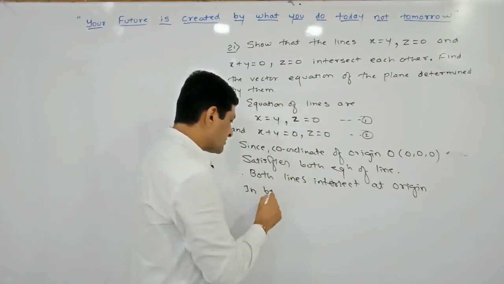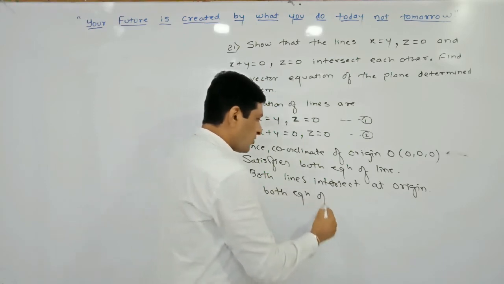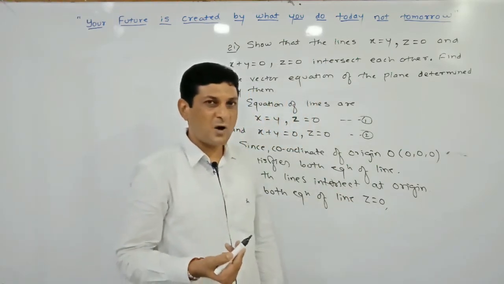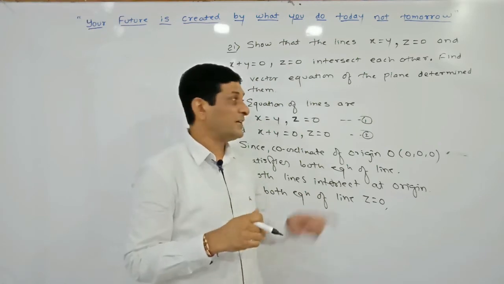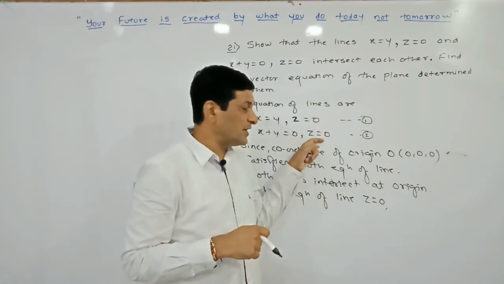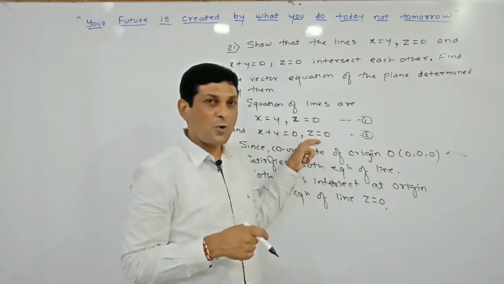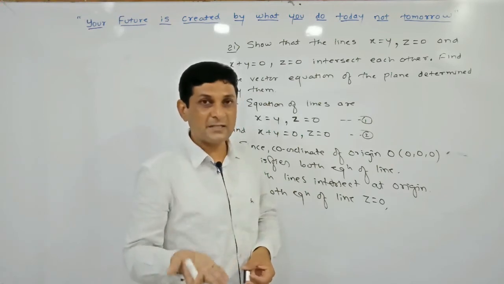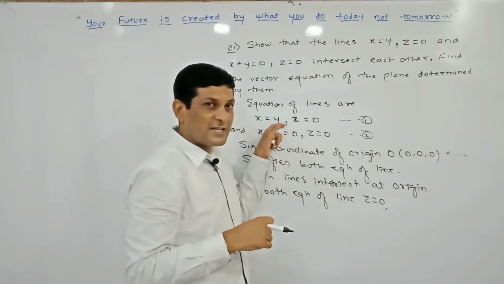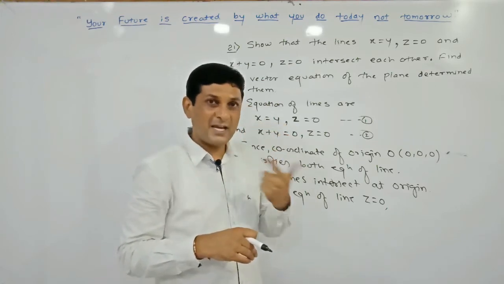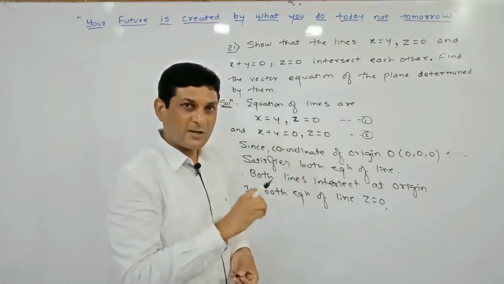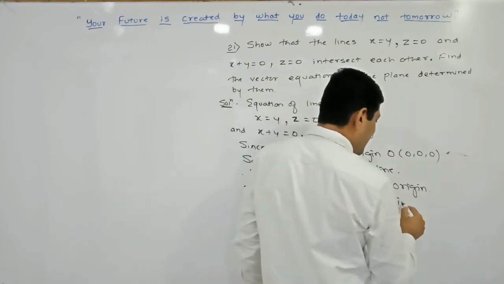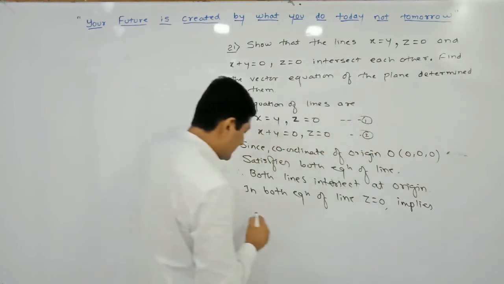So in both equations of the line, z is equal to 0, and z equal to 0 implies what? The z coordinate of all the points on the first line is 0, and the z coordinate of all the points on the second line is also 0. If the z coordinate is 0, it means the line lies in the XY plane. So the first line lies in the XY plane and the second line also lies in the XY plane. Means both lines lie in the XY plane.